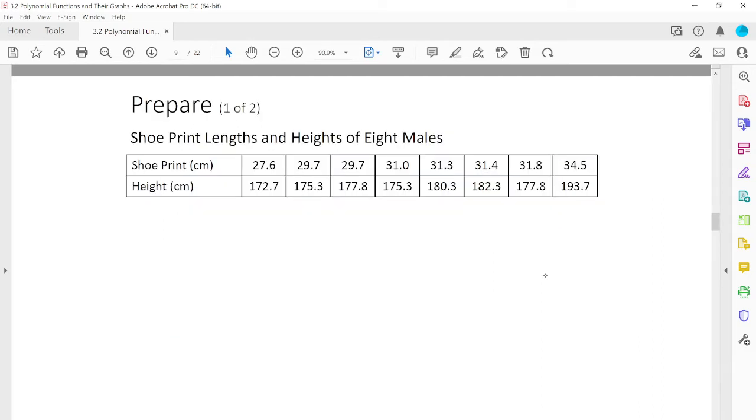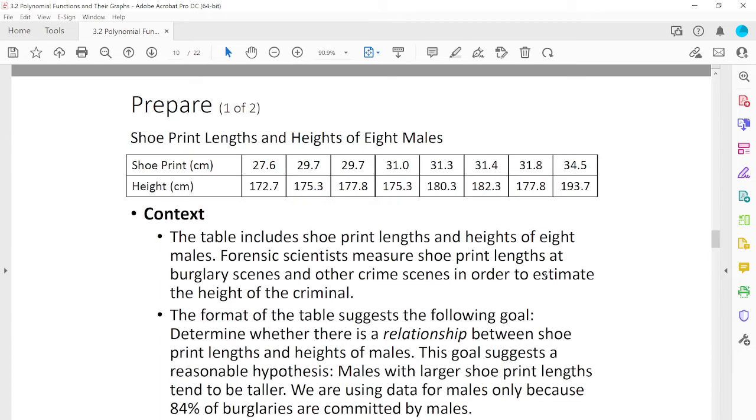Let's say one example. This is the preparation phase. Let's say this is the table we're using. It's the shoe print size in centimeters and the height of the male in centimeters. So this is the data, and the context is that the table includes shoe print lengths. You can see that the first row is shoe print length in centimeters, and the second row is the height of the male, for 8 males.